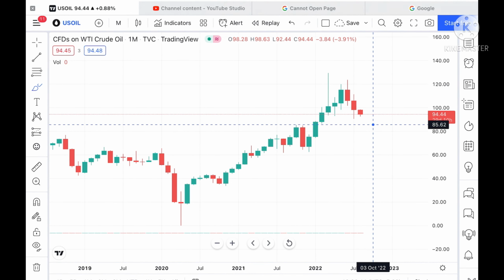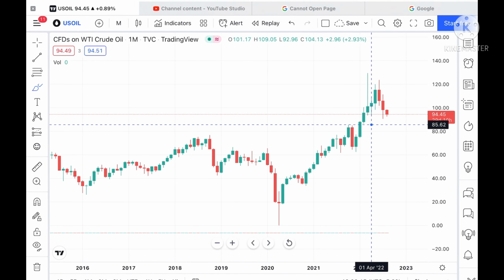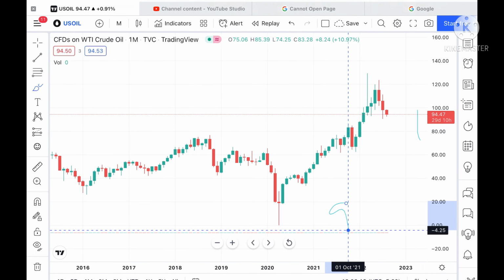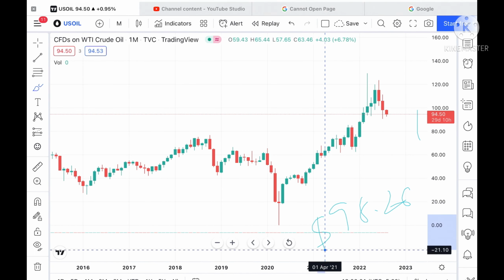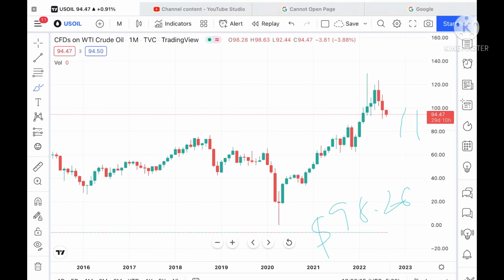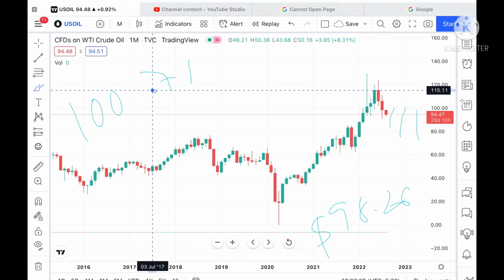Now look at the chart. Suppose this particular level sustains, then we can see it can come up again and touch a level of $98.26. If that level goes upside, then we can see it can touch a level of $100.71.